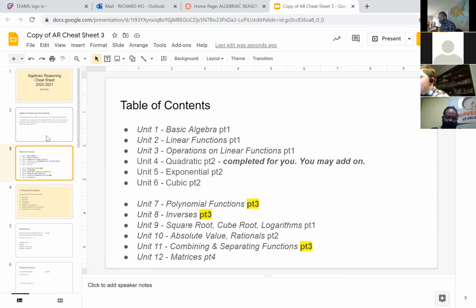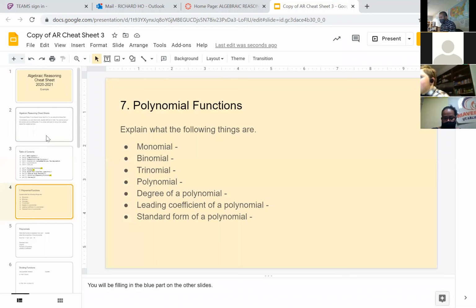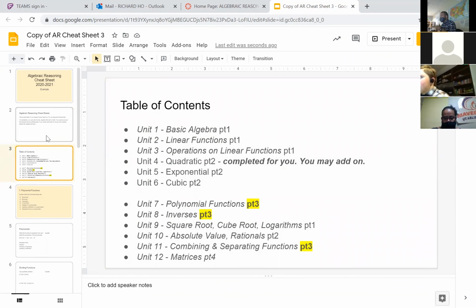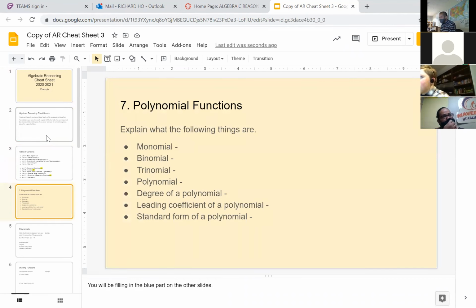You'll notice the last thing you have to do will be matrices, which we'll get into after this. And then you'll put them all together and you'll have this big Google Slides with everything you need for the next math class you take.